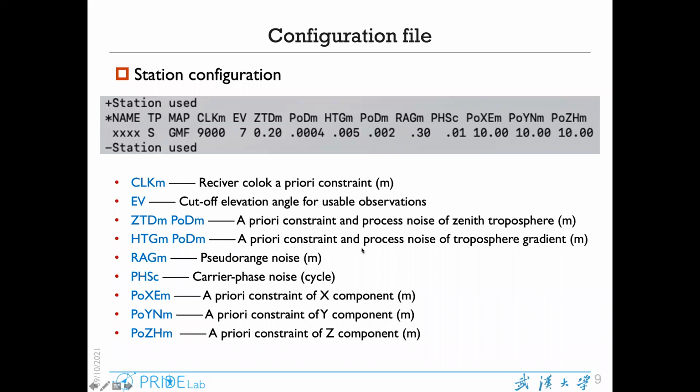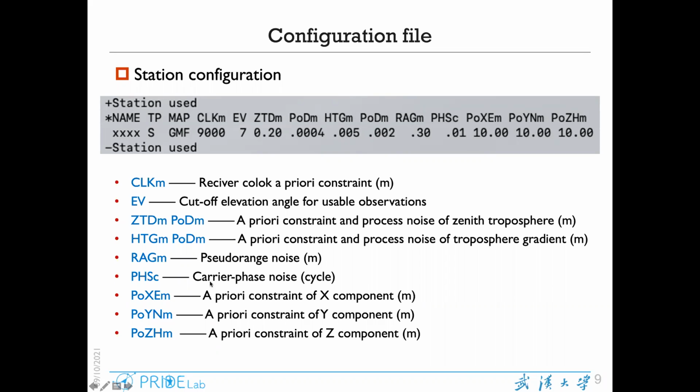Similarly, they have a priori constraint and process noise of troposphere gradients as well. So we use these two numbers here. We don't change them because the gradients can be easily estimated, and they don't have a lot of variation. So we use very small numbers here to constrain them. You don't need to change them unless you have very professional knowledge of GNSS to want to try some experiments to see how these values will affect your estimation of the gradients.